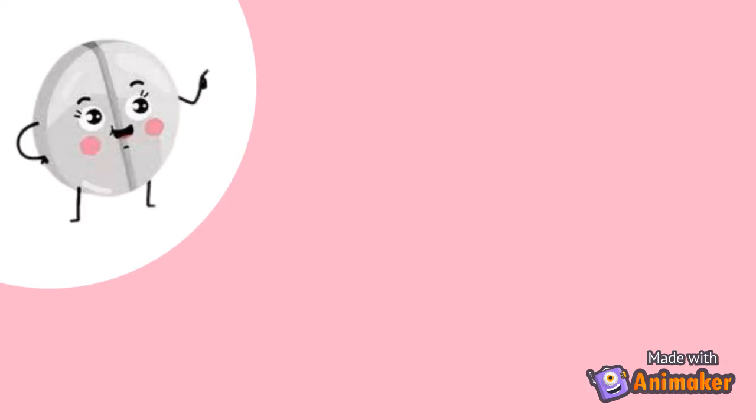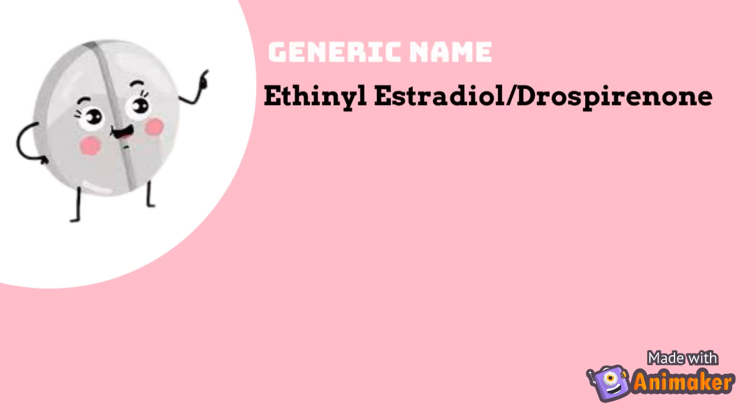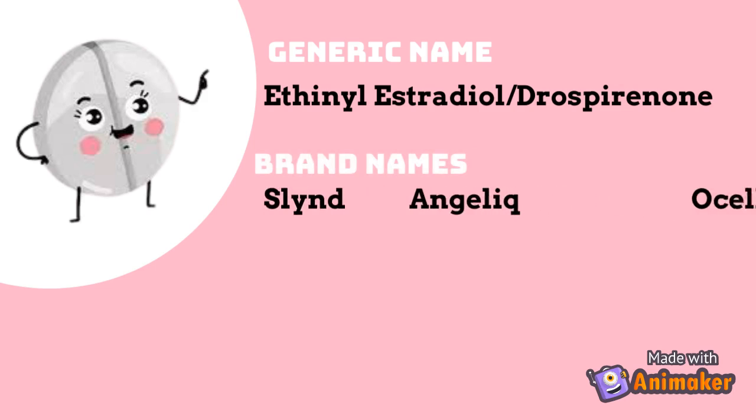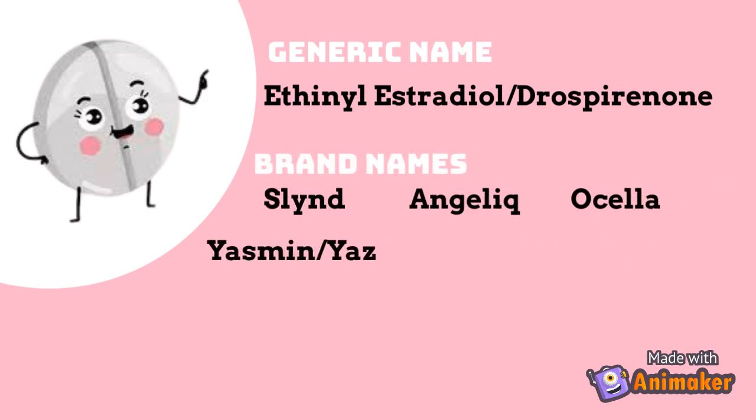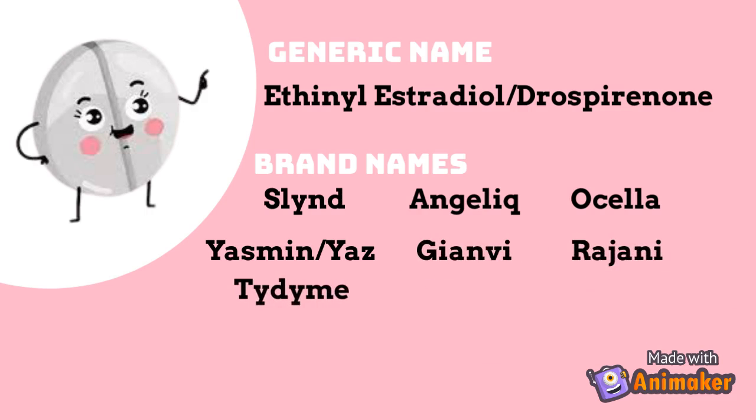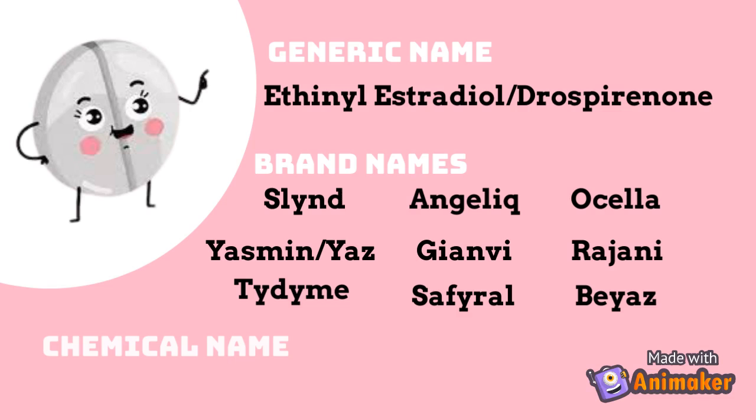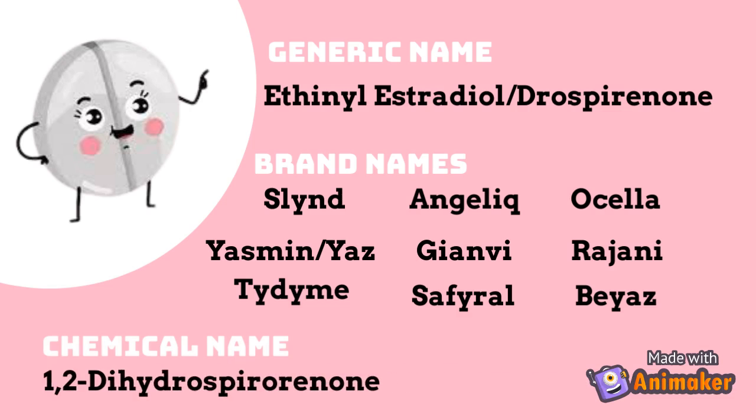First, I would like to introduce my drug name. My generic name is ethinyl estradiol or drospirenone. My brand names are the following: Slynd, Angelic, Oxella, Yasmin or Yaz, Gianvi, Rajani, Tydemy, Safyral, and Beyaz. My chemical name is 1,2-dihydrospirorenone.